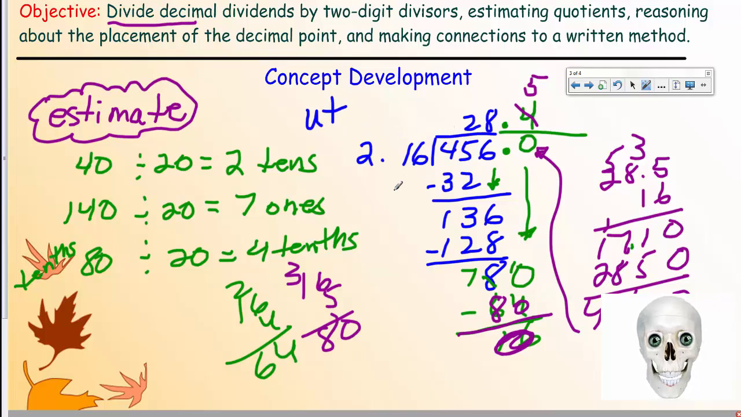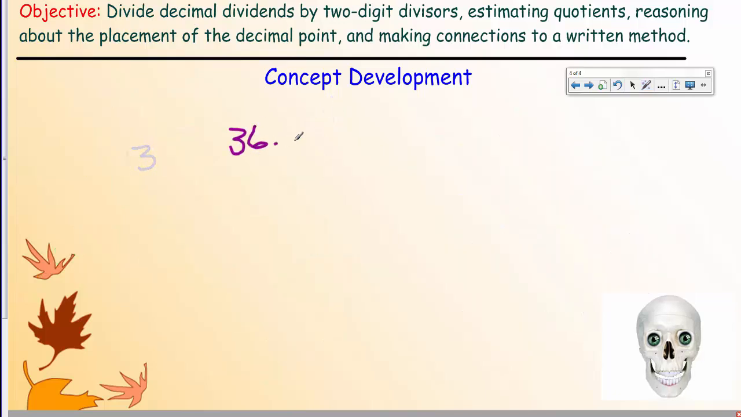I think that pretty much covers the main thing of this lesson, being able to do this. Let me take a look at 36.14 divided by 13. Now we are taking our decimal dividends and dividing them by 2-digit divisors. So in this case, we're going to put that decimal right up there right away. Important. Now, estimating quotients, we could do the same thing.